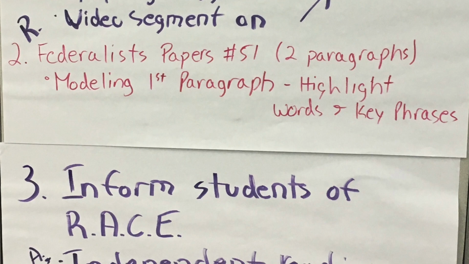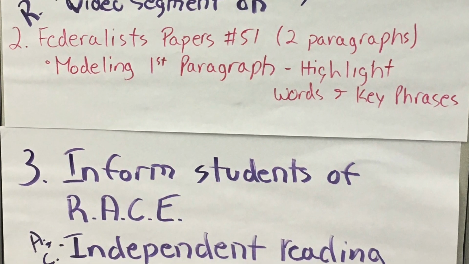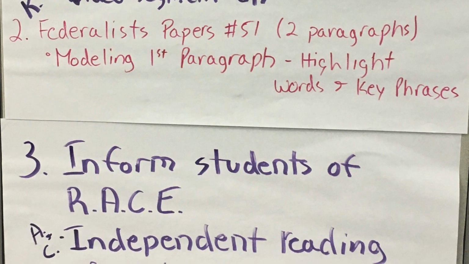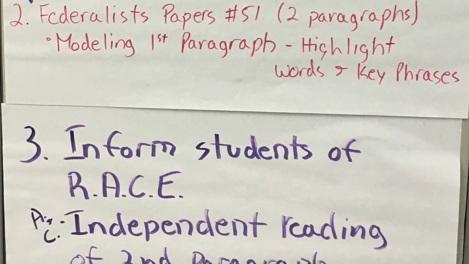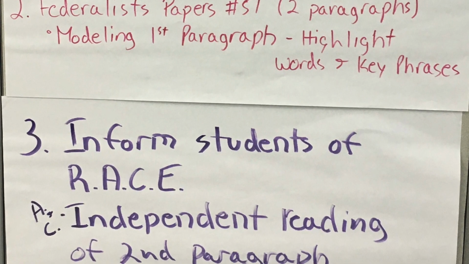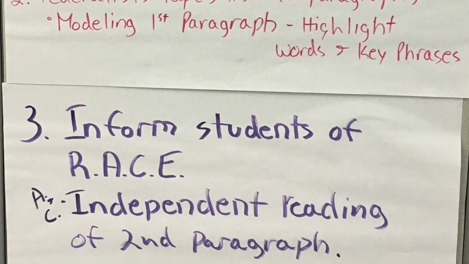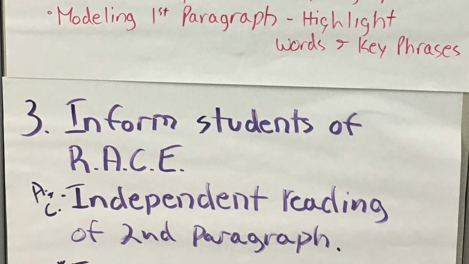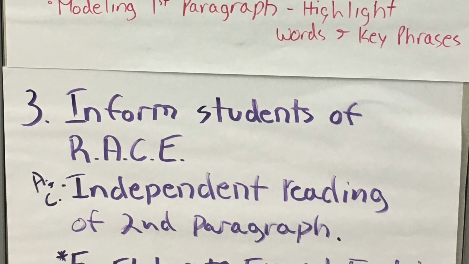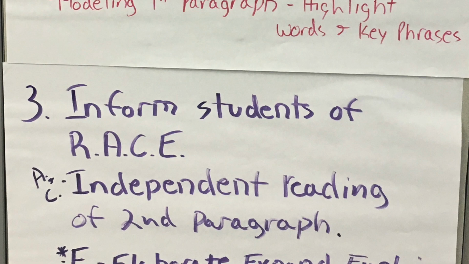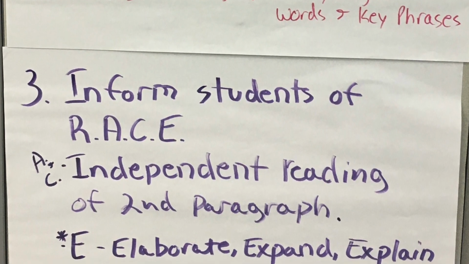Here, we're again revisiting our essential question. We took an example from the Federalist Papers, number 51. We chose that one because it was two paragraphs. That gave us the ability to model the first paragraph with the students, showing them how to go through it and how to actually use the RACE strategy and identify key words and key phrases. Okay, and that would have been our R, restate the question.